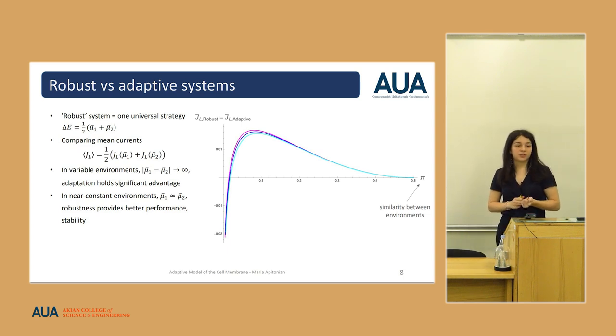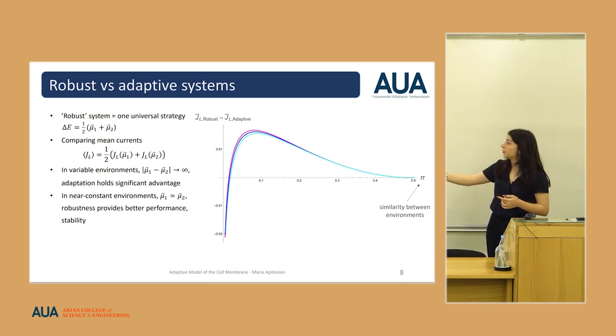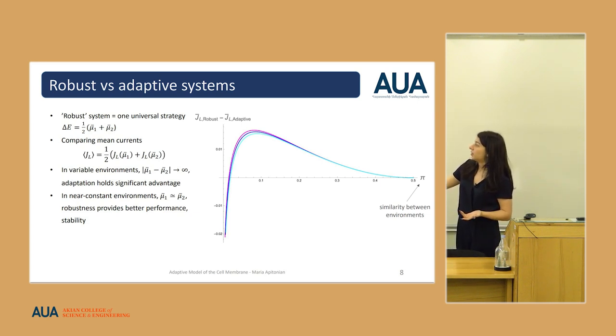Another way of comparing these two was to subtract the mean currents from one another, so subtracting the mean current of the adaptive system from that of the robust system. In this graph, all positive values indicate better performance for the robust system, and negative values indicate better performance for the adaptive system. And we can see that for environments that are even slightly similar, adaptation is not an efficient mechanism, as the robust system has a significant advantage.